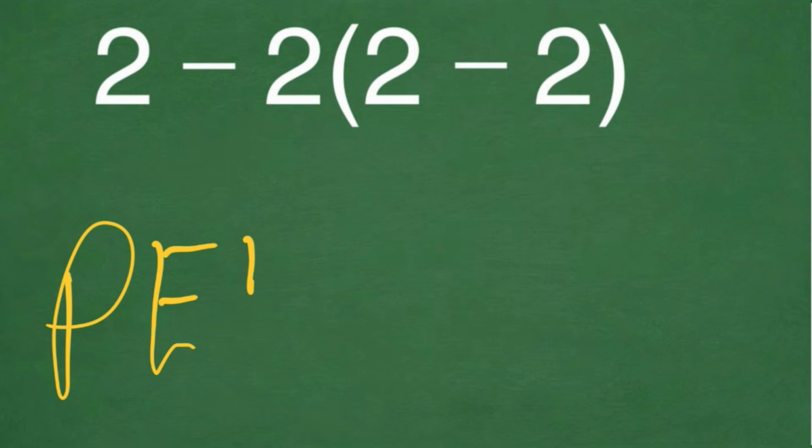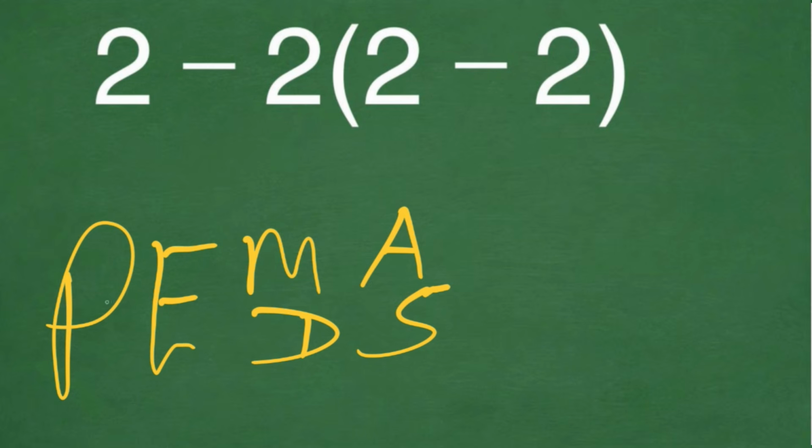according to the rule PEMDAS, P stands for parenthesis, E stands for exponent, M and D stand for multiplication or division, A and S stand for addition or subtraction. According to this rule, the first thing to solve is parenthesis, right? Parenthesis is priority number 1. And the second thing to solve is exponent, and exponent is priority number 2.